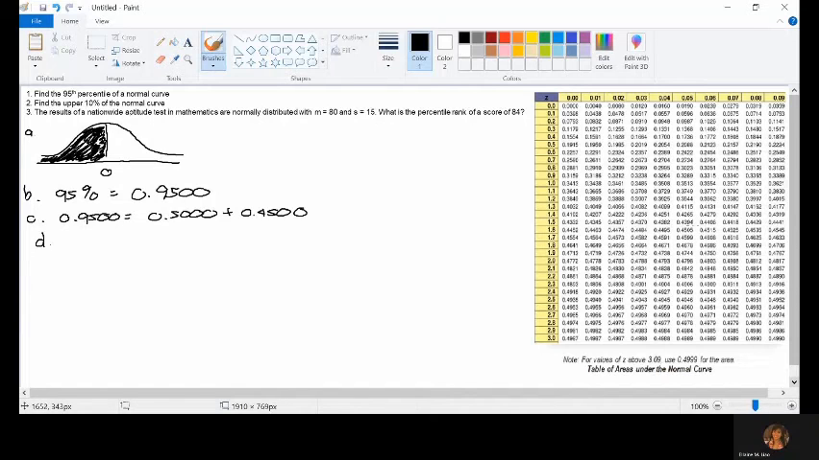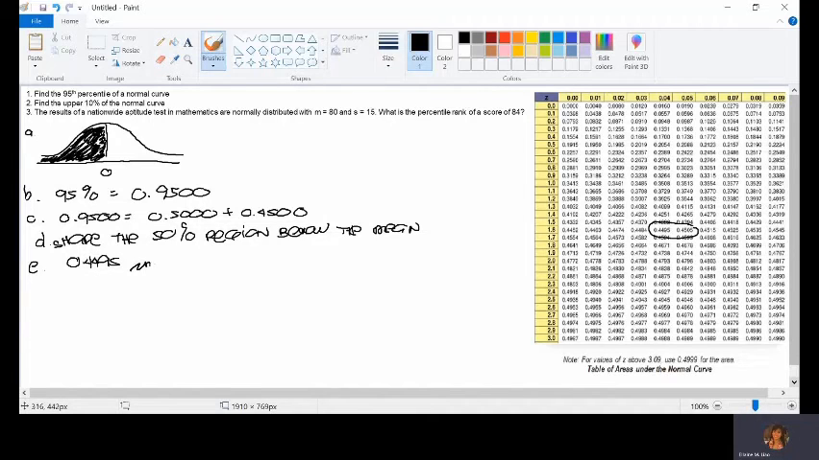So here, for both areas, shade the 50% region below the mean. So in step 5, we have 0.4495 and 0.4505, which is nearest to 0.4500.